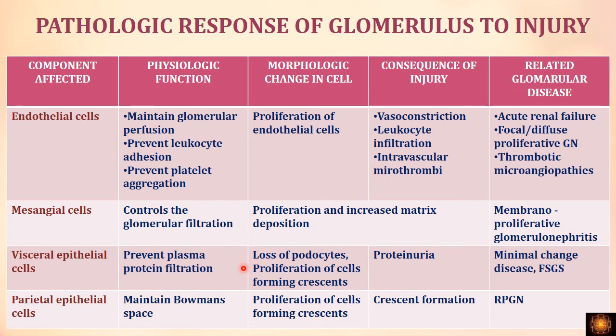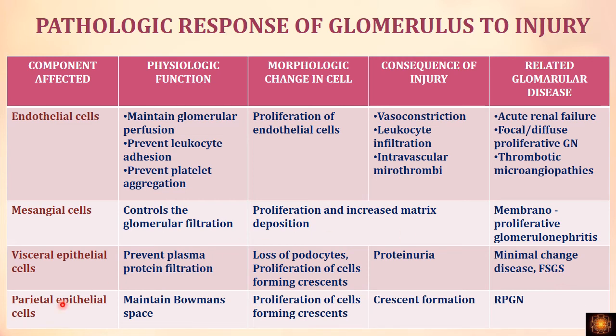Now the next is the visceral epithelial cells. These are also called the podocytes. They also prevent the plasma protein filtration, and the important thing that happens when they are injured is there is a loss of the podocytes actually, and there is a proliferation of the cells. Both can occur, and whenever these are damaged, the person will have proteinuria, and the loss of the podocytes we usually see in minimal change disease or focal segmental glomerulosclerosis.